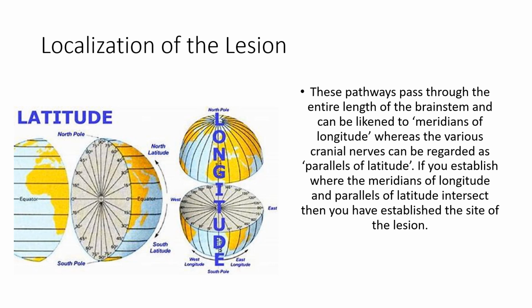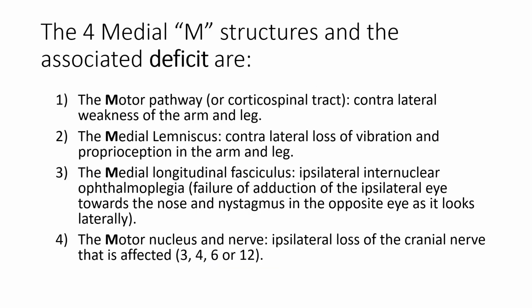So what that means is we're going to be looking at things in like a latitude and a longitude concept. So that longitude concept, medulla, pons, midbrain, we use the cranial nerves to tell us that aspect. Latitude is going to be that medial and the side, or the lateral aspect, the M and the S. The four medial M structures and their associated deficits. Motor pathway or corticospinal tract is what they're talking about when we talk about the motor pathway. It's contralateral, so it crosses over, remember. Contralateral weakness of the arm and leg. So if corticospinal tract is affected, you're going to see the contralateral arm and leg not working.